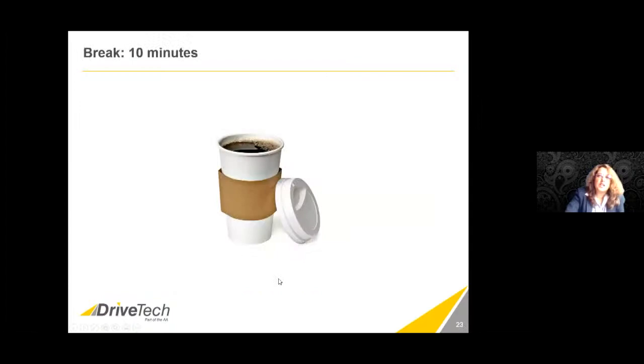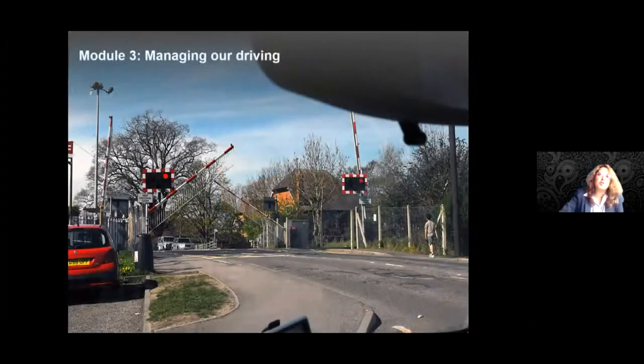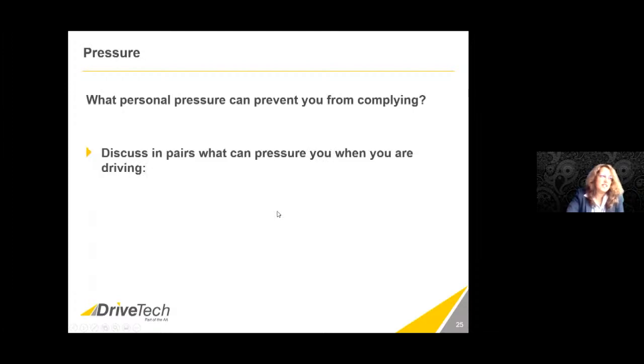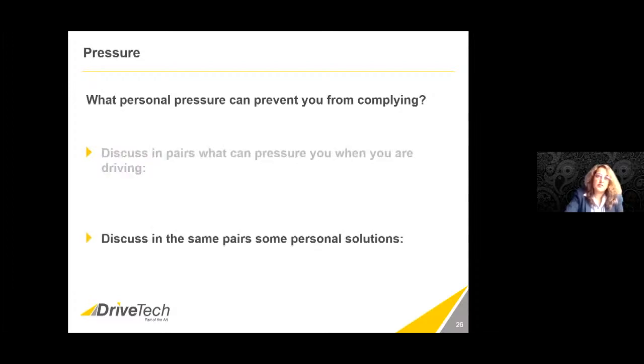After this scenario, we take a break. After the break, we move on to managing our driving. One of the biggest things that affects our driving is the way we feel, our emotions, the everyday stresses of life. So we talk about what personal pressures can prevent you from complying. We discuss work pressure, even arguments with partners, parents, etc. This can all affect the way you drive, because the way you feel reflects in your driving.